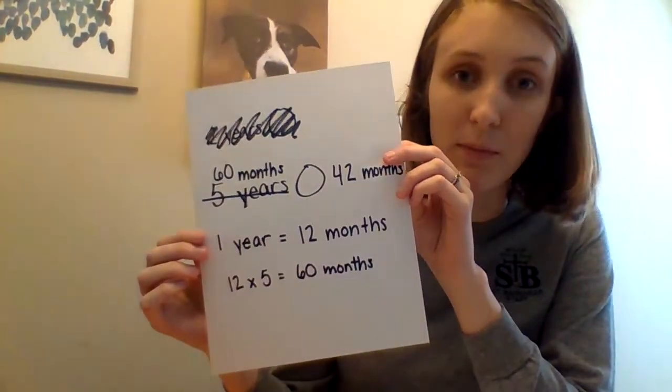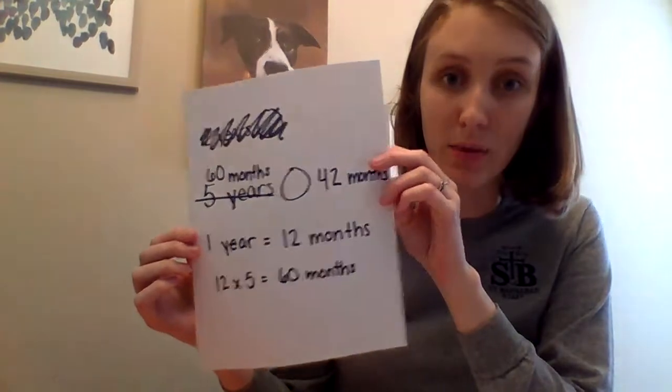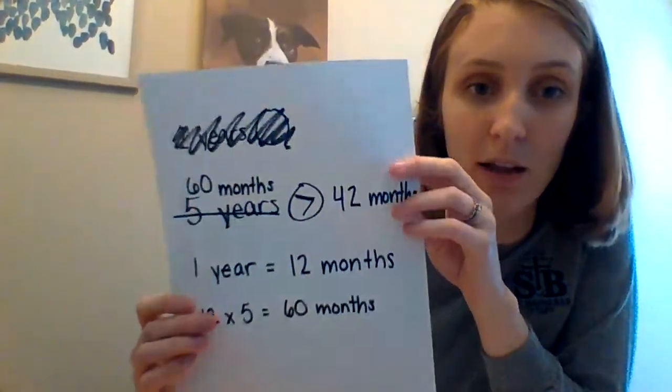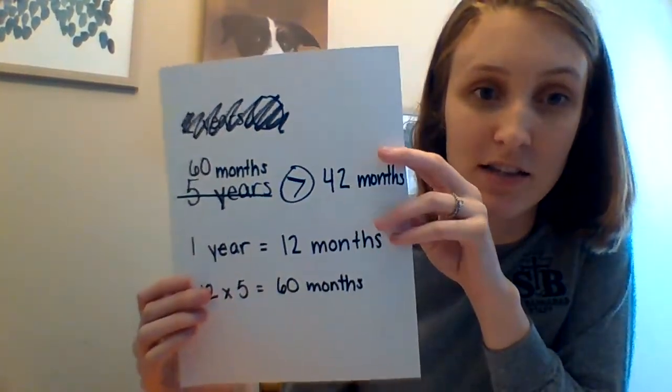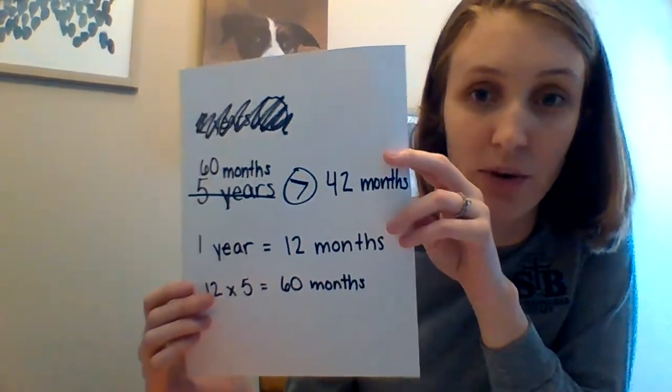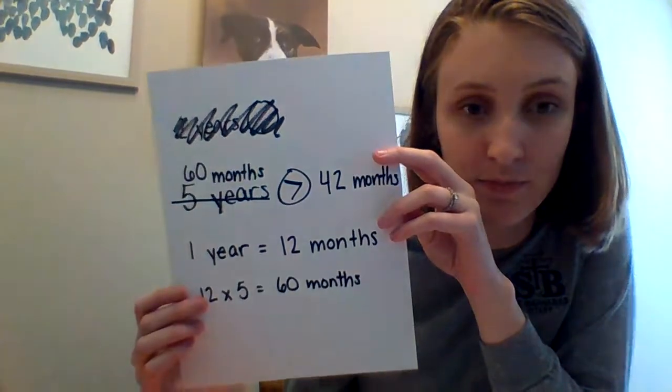Okay, so now I can put my greater than, less than, or equal to symbol. And your little Pac-Man, alligator guy, whatever you want to call him, should be trying to eat the 60 months because it's bigger. So 60 months is greater than 42 months. Okay?